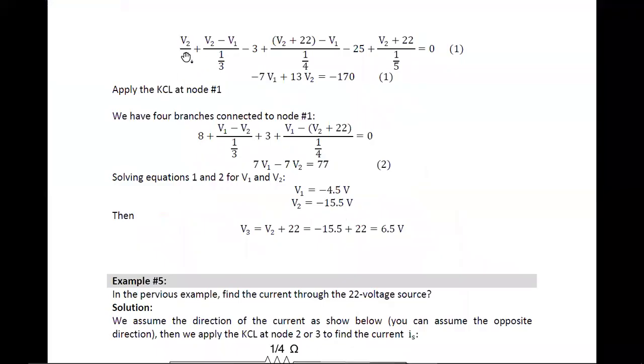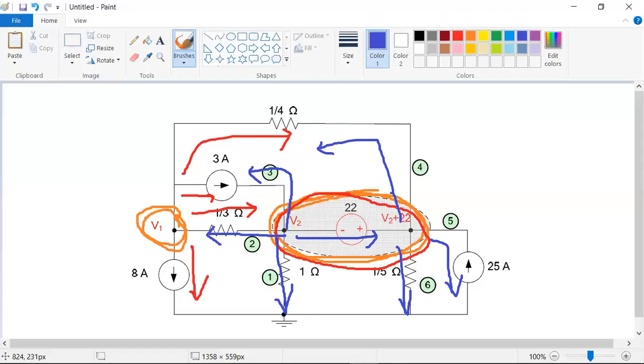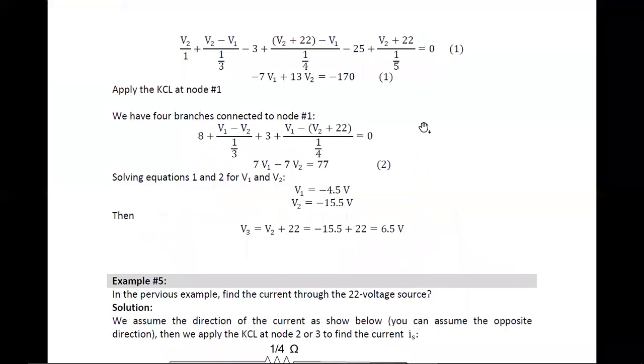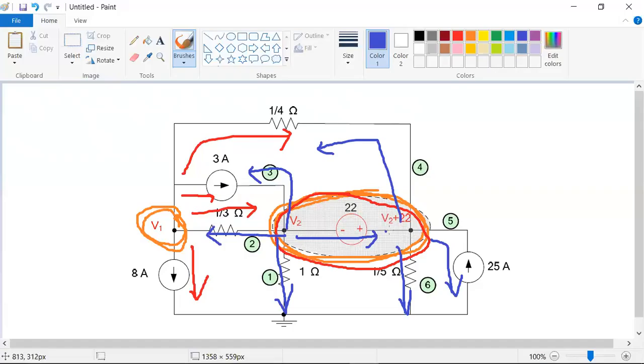Let me check here: 1, 2, 3, 4, 5. 1, 2, 3, 4, 5, 6. Where is 7? Sorry, this is not needed, because you converted this into the super node, so you should not consider it, because it comes under the super node. Let me erase that.